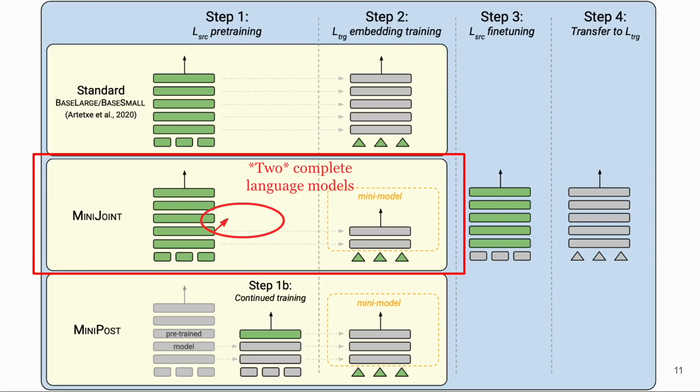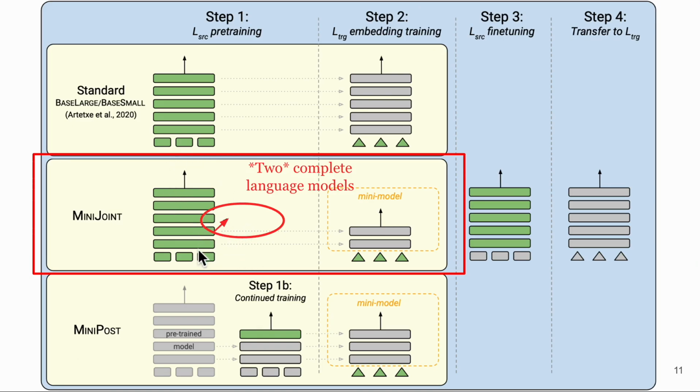In our first method, which we call MiniJoint, we jointly pre-train a primary model and a mini model using a secondary masked language modeling head attached at a shallow middle layer. So we attach the secondary head here, and we are going to train this model such that the loss is the average over the two heads.